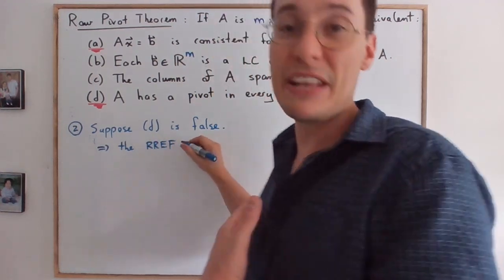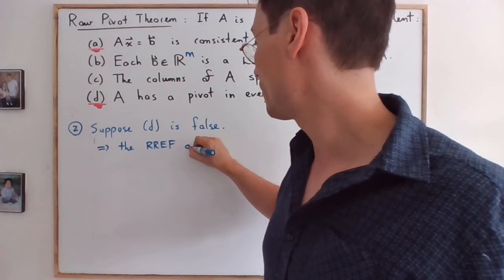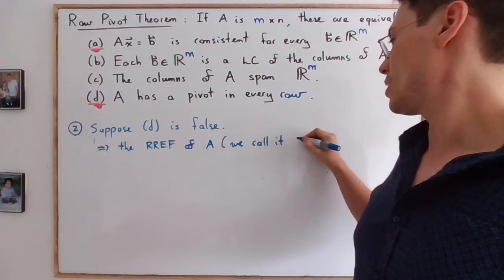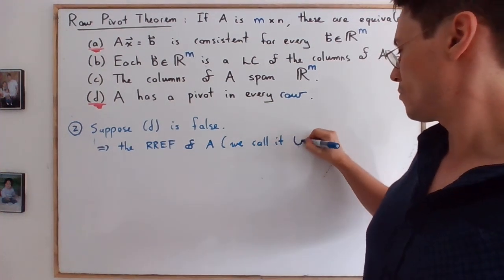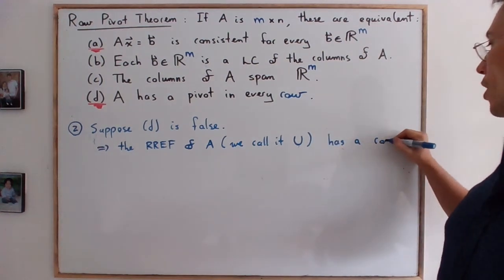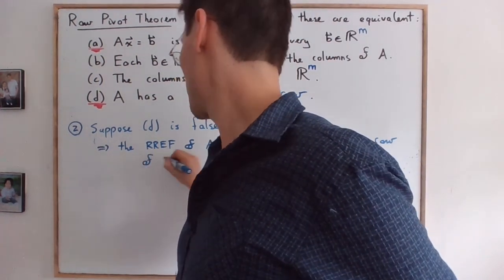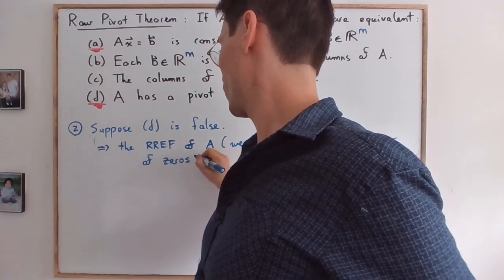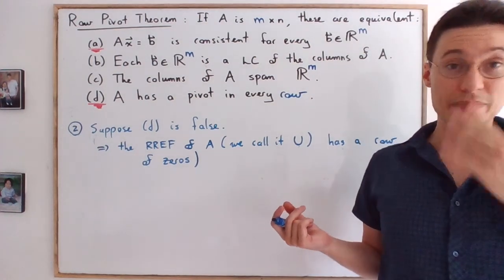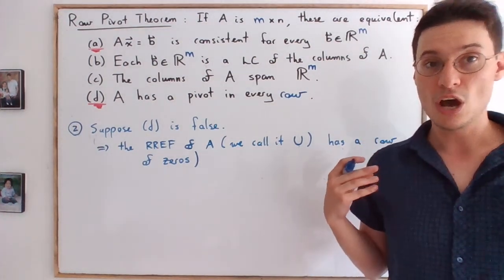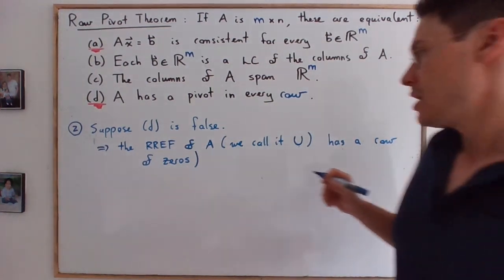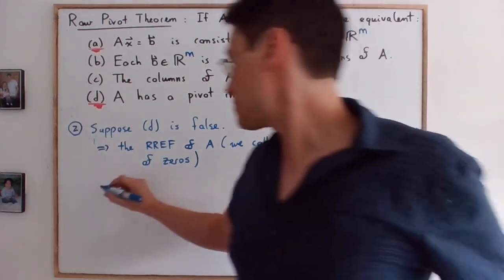Okay, so the RREF, let's give it a name. We will call it U. U has a row of zeros. Okay, this is really by the Gaussian elimination. It's by the definition of what is RREF.